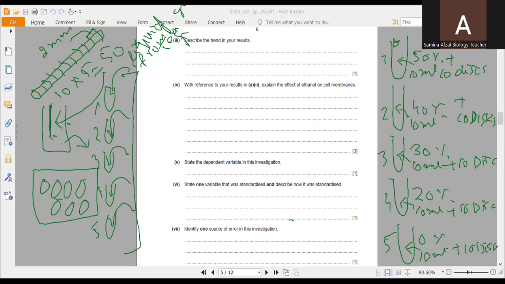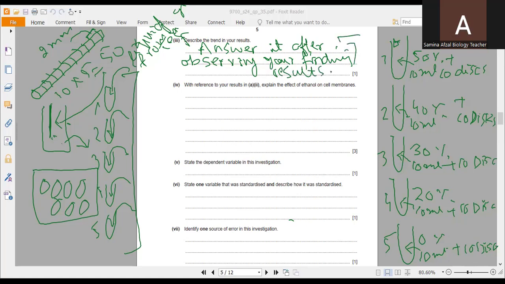So don't bother about whether we have written the same answer or not. First of all, describe the trend in your results. Again, what will you write over here? This answer you will write after observing your findings or results, or the color intensity which you have observed after your experiment. You will write over here the trend which has been shown.